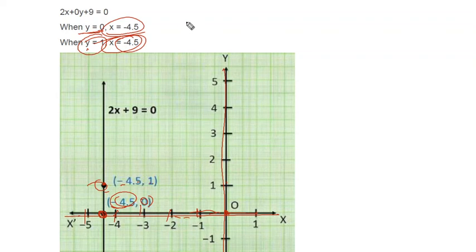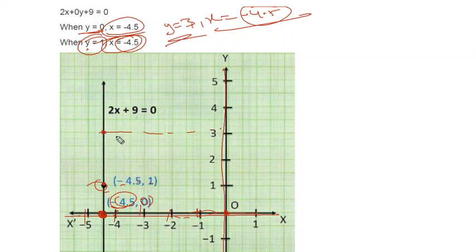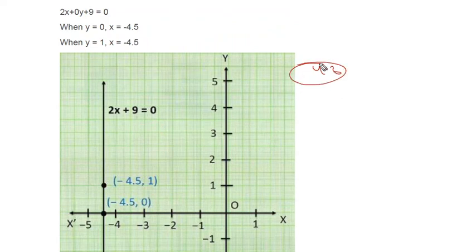We have taken another example, y equal to 3 and x equal to minus 4.5. So we'll take that one also. Again x equal to minus 4.5 is here and y equal to 3 is here, so this point. So this point will be (minus 4.5, 3). So now we have got 3 points. You put your scale and join these 3 points. So you have completed your exercise 4.4.